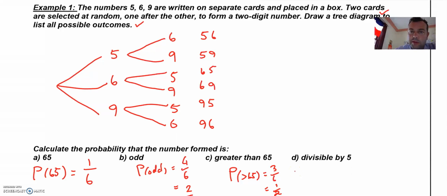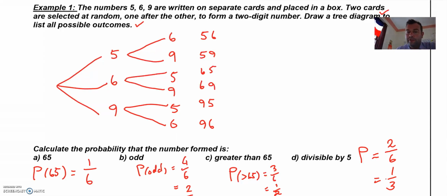And divisible by 5. I have 1, 2. The probability of divisible by 5 is, we said there were 2 of them out of 6, equals 1/3.